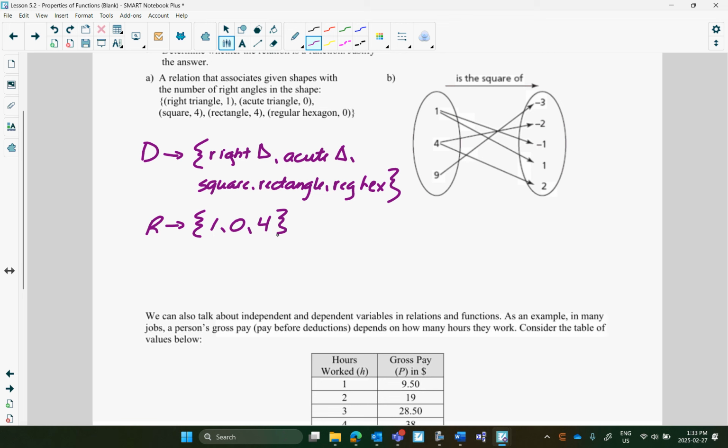Is it a function? Remember, don't look at the range, look at the domain. Do any of these repeat? No. It is a function.